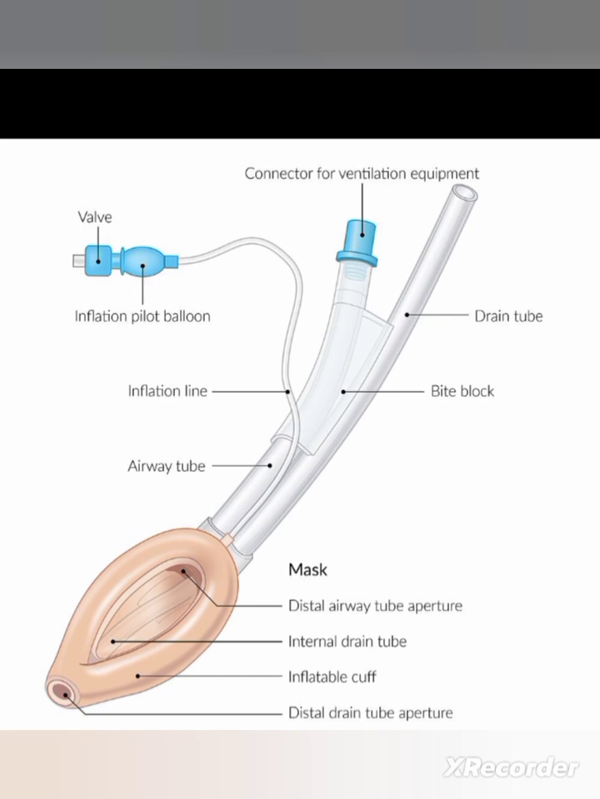First one, laryngeal mask airway. Laryngeal mask airway is a supraglottic device consisting of an inflatable mask attached to the end of the tube. In this picture you can see the inflatable mask attached to the end of the tube. There are different sizes of LMA: small adult is size 3, medium adult is size 4, large adult is size 5. So these are the three main sizes for the patient.